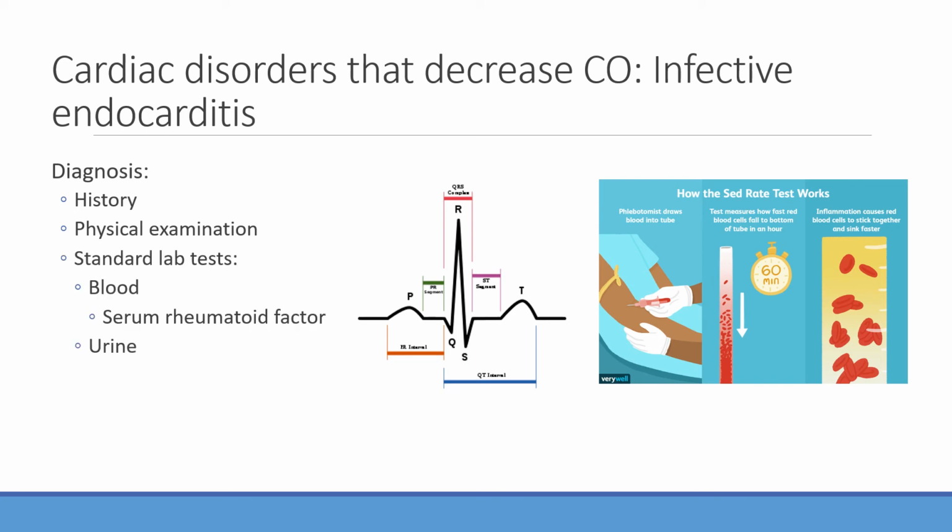Standard lab tests, and so we're actually going to measure a rheumatoid factor. One of the causes of infective endocarditis is if you have developed strep throat and then you didn't get it treated, it develops into rheumatic fever. And then you develop antibodies specific for the rheumatoid antibodies. So these rheumatoid antibodies aren't necessarily an indicator of infective endocarditis, but they are an indicator that you developed an immune response to previous infection. Now, urine, again, we're going to look for hematuria.